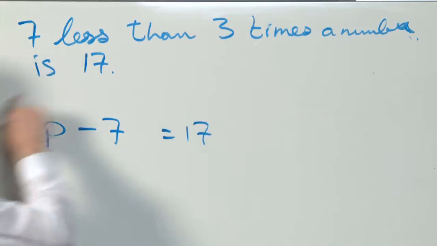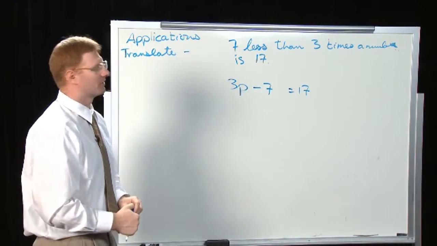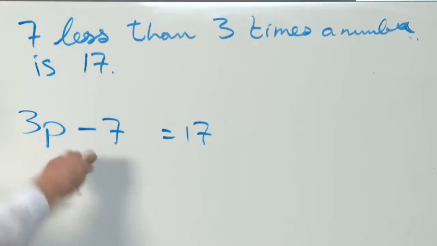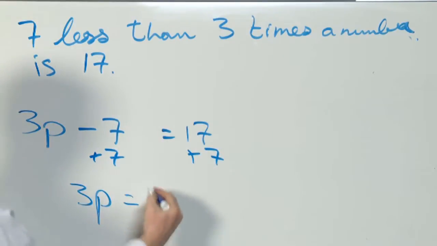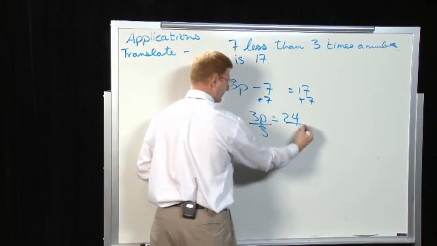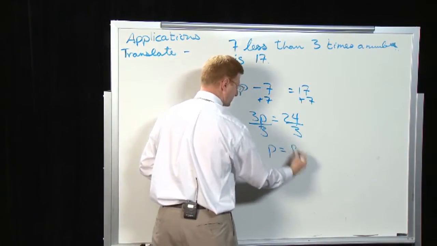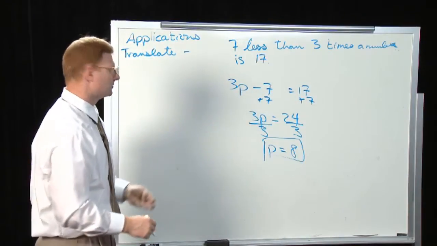Now we have it in the equation form. Aha! Now we're back to the math. That's where the world gets easier. Because now we can just add 7 to both sides. We say 3p equals 24. And how do we get rid of that? Divide by 3, divide by 3, p equals 8. So the number must be 8. 7 less than 3 times 8 will be 17.